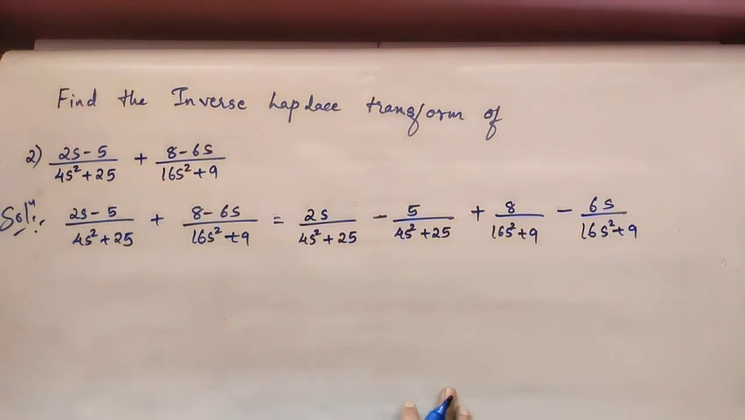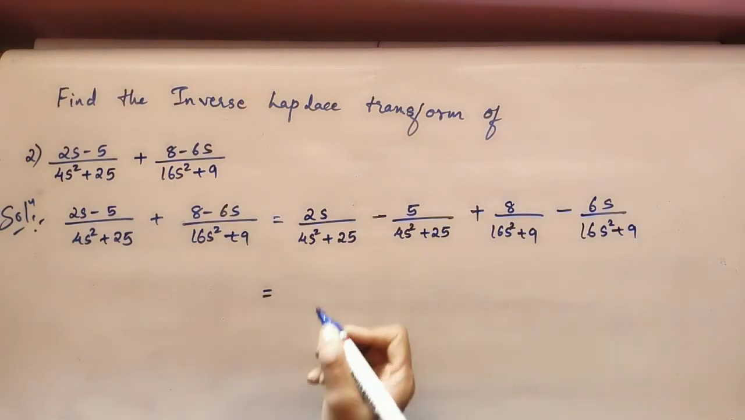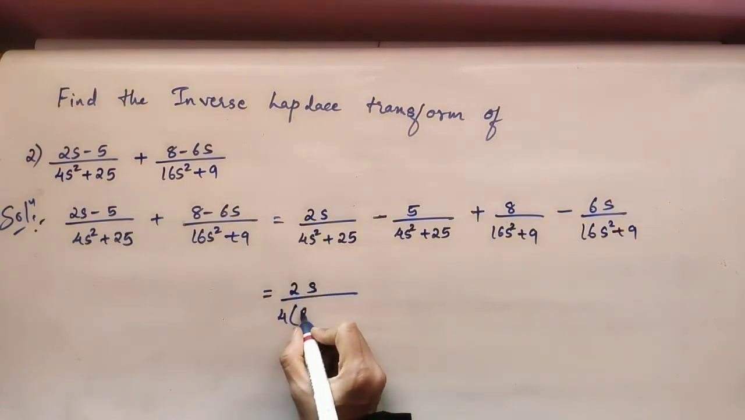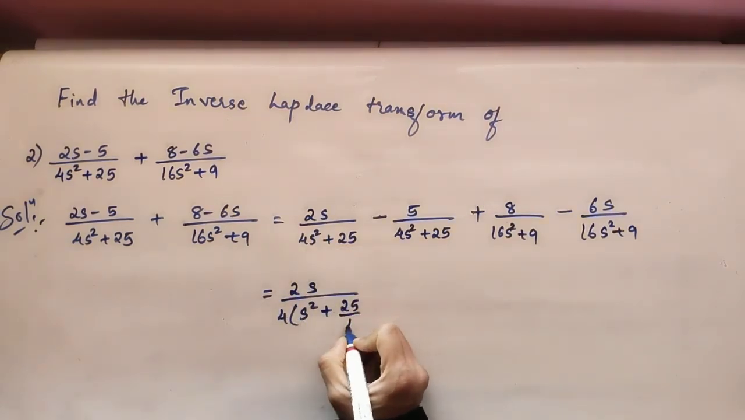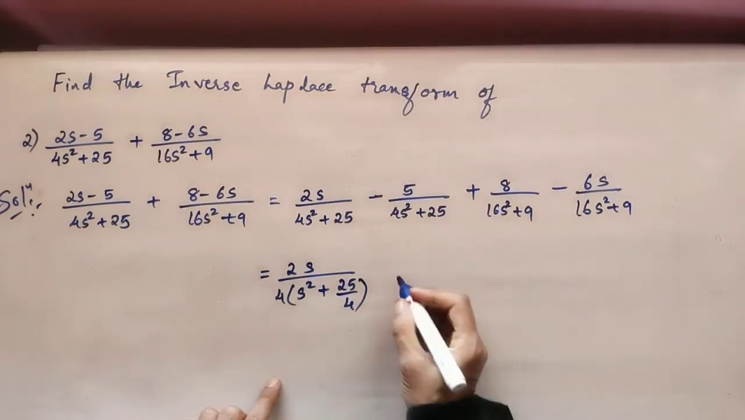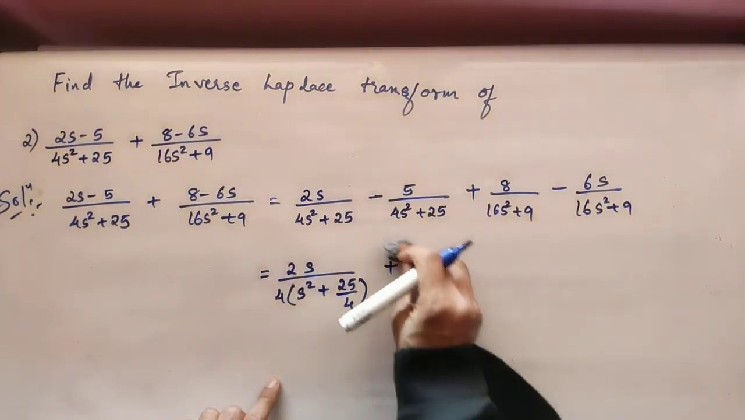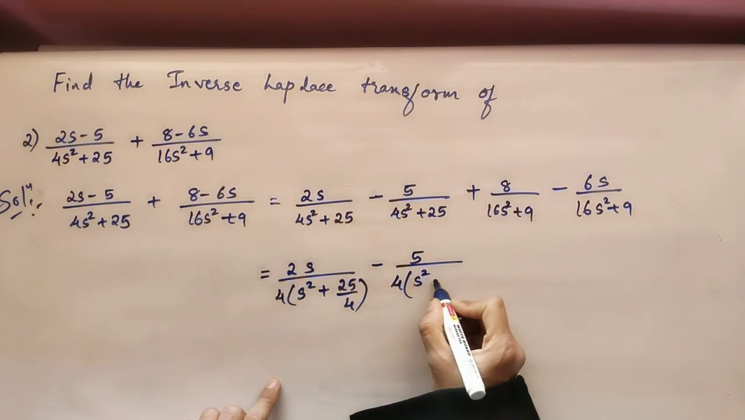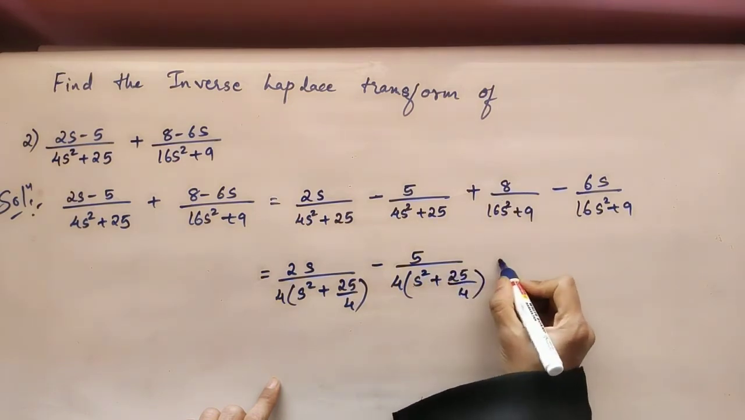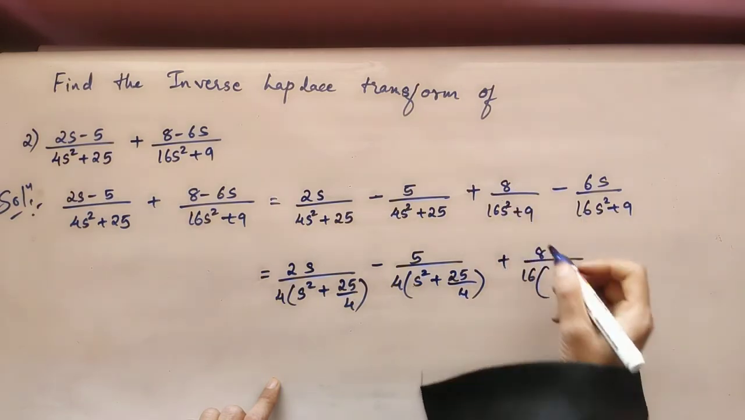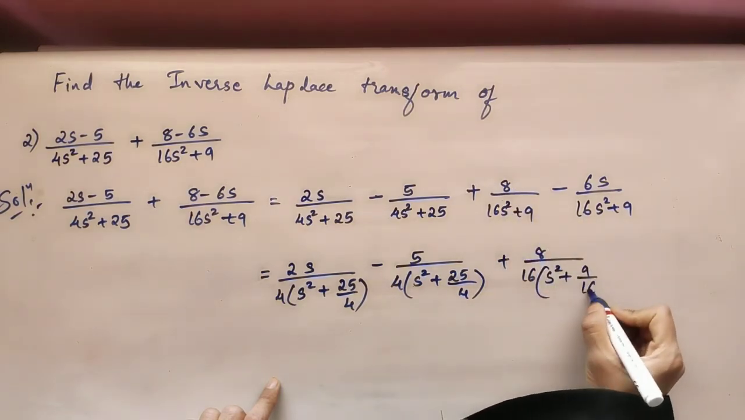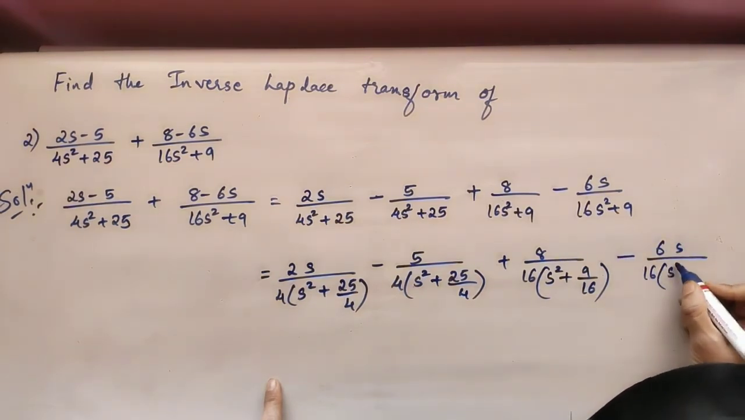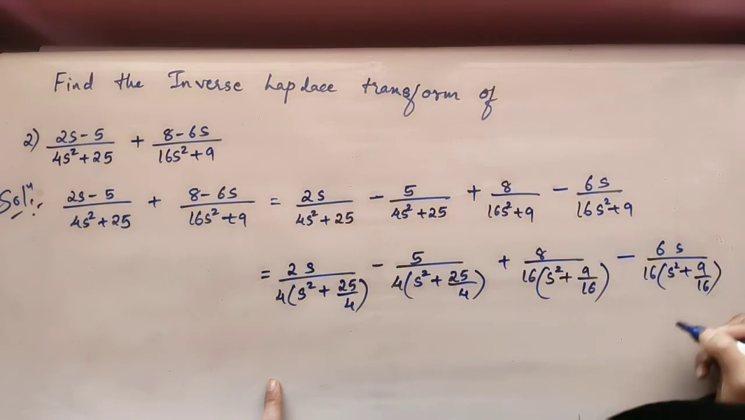Now as I told you, from the first term you are going to take that 4 common. So you will get 2s divided by 4 taken common, so that you can write s square plus 25 by 4 over here. I hope this step is clear to everyone. Sorry, it's minus here. Minus 5 divided by, again take 4 common here, s square plus 25 by 4, plus 8 divided by, you take 16 common because here the coefficient of s square is 16, 9 divided by 16, minus 6s divided by, you take again 16 common, you will have s square plus 9 by 16. This is what you get.